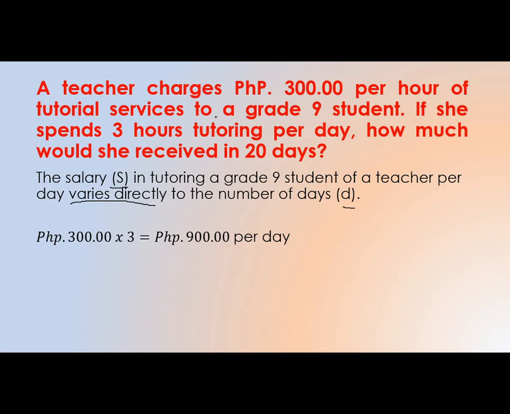So, kung meron siyang 3 hours per day, he or she received 900 per day. So, that means ang constant natin is 900. Ang question lang is how much received in 20 days. So, we translate into variation equation, which is the salary equals the fixed 900 times the day.